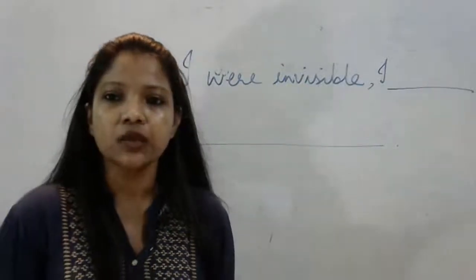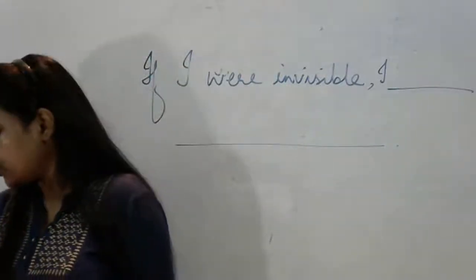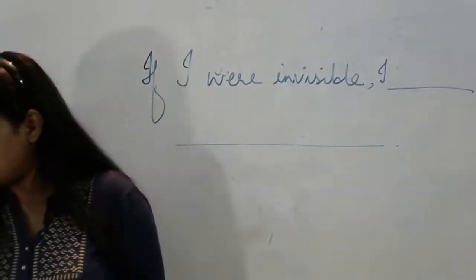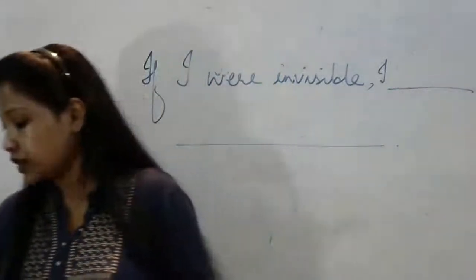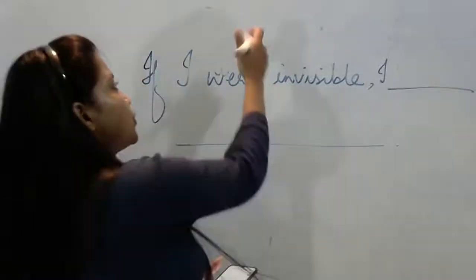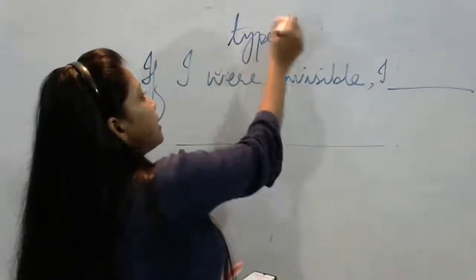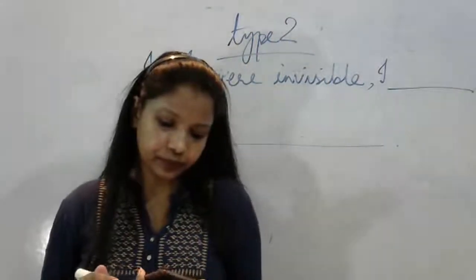Soham would have attacked. You are not following the rule. We are in type 2, and you are using the formula for type 3. We are in type 2, Soham. You have used "would have."